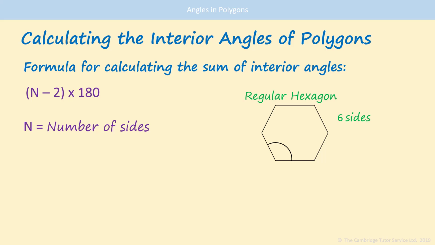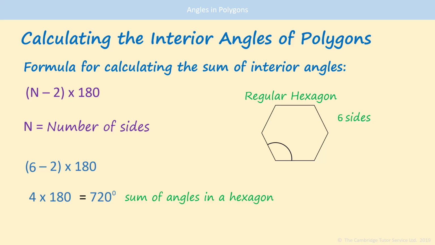It has 6 sides, so we replace n with 6 in the formula. 6 minus 2 times by 180. That's 4 times 180. That's 720. Remember, that's the sum of all the angles in the hexagon. If we divide 720 by the number of sides, 720 divided by 6 is 120. So that one angle there is 120 degrees.